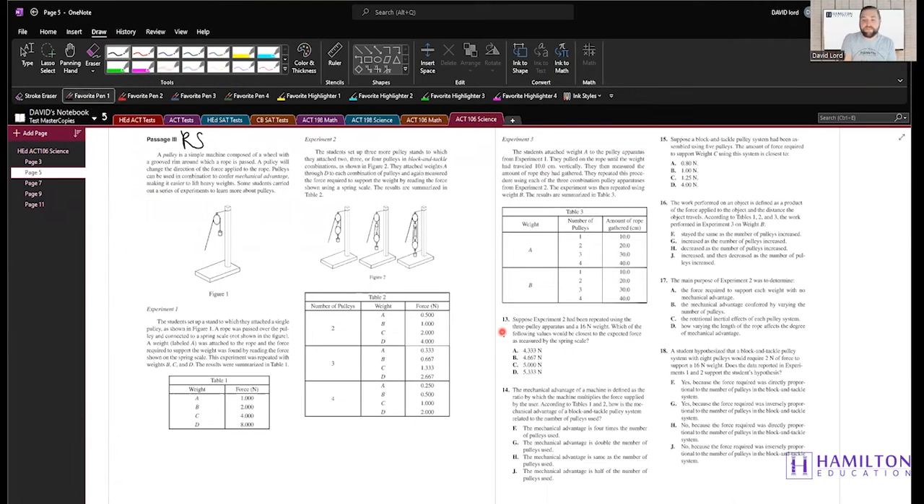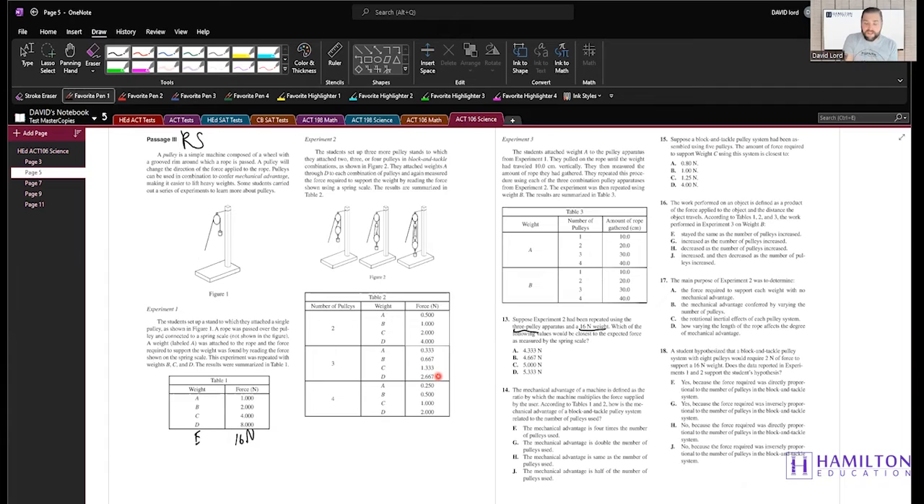Question number 13. Suppose experiment 2 had been repeated using the 3-pulley apparatus and used a 16 Newton weight. Which of the following values would be closest to the expected force measured by the spring scale? All right, so I look at experiment 2, I see the 3 pulleys, and I see a bunch of numbers, but I don't know what A, B, C, D is. If you look at table 1, though, it shows you that A is 1, B is 2, C is 4, D is 8. So since we're looking for a 16 Newton weight, that means we can pretend there's an E there and double that.